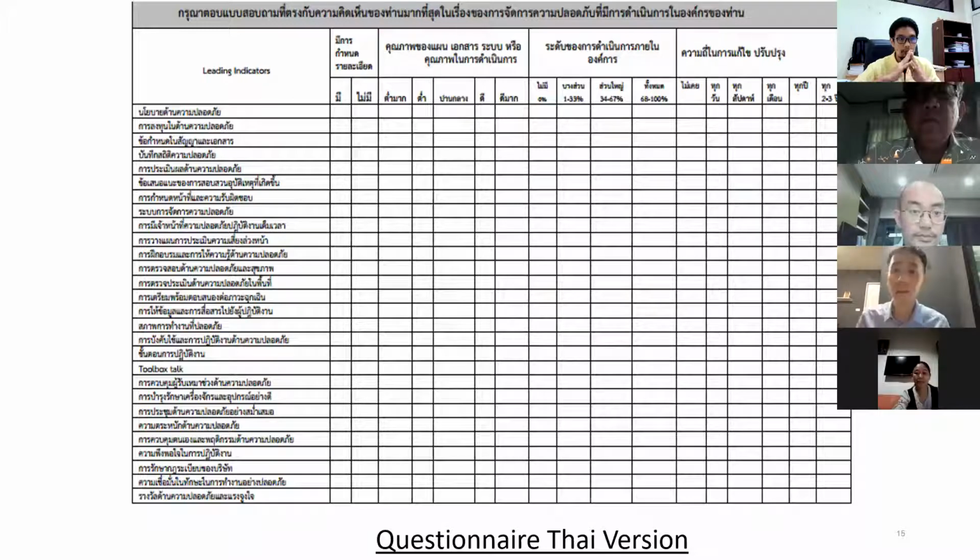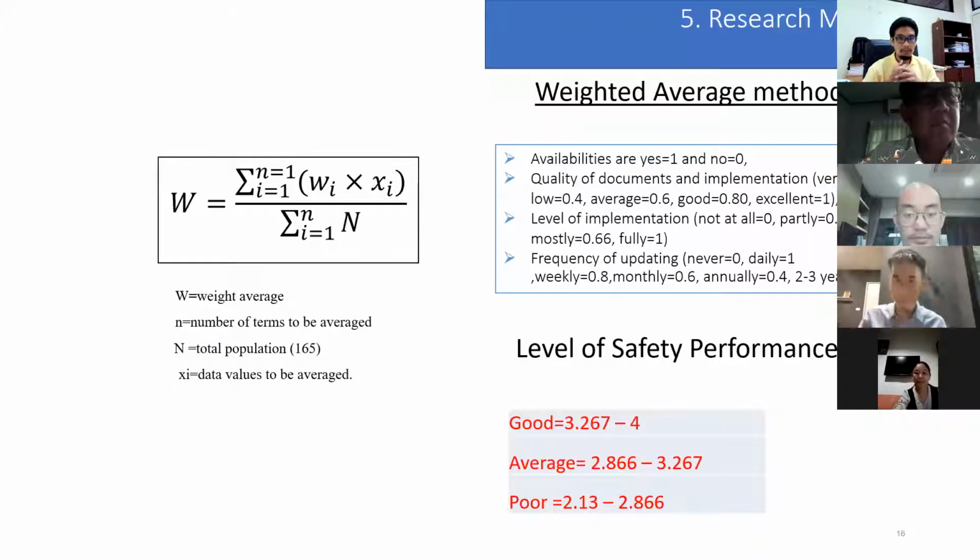So for the methodology to analyze the safety performance, I will use the weighted average method with the equation W equals the summation of W times H divided by the summation of N. W is the weighted average that we will get, N is the total population, which I will show later, and H is the total value to be averaged.